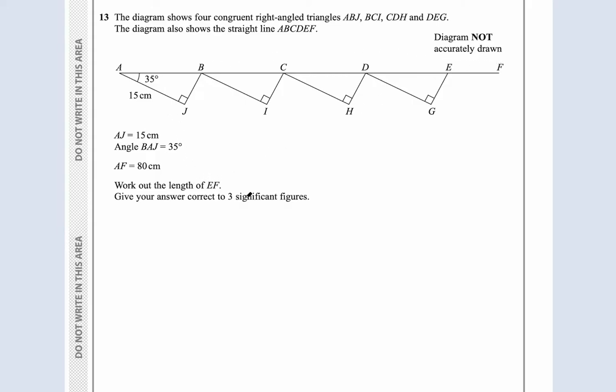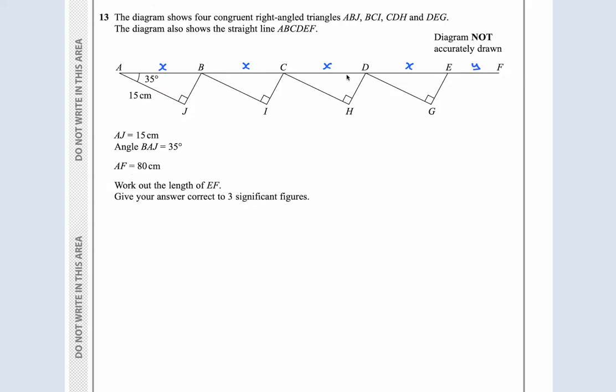Give your answer to three significant figures. Okay, so they've made a fairly straightforward question complicated, obviously to make sure you know what you're doing, but basically I'm going to get this length here. This is the same as this because they're congruent triangles, which means they're the same. So if I get this length using SOH CAH TOA, then I have all these lengths and I just need to find out what's left to get me to 80, because the total length from here to here is 80.